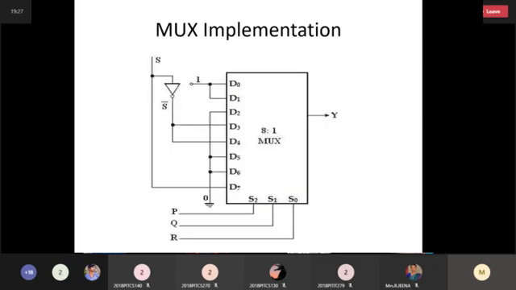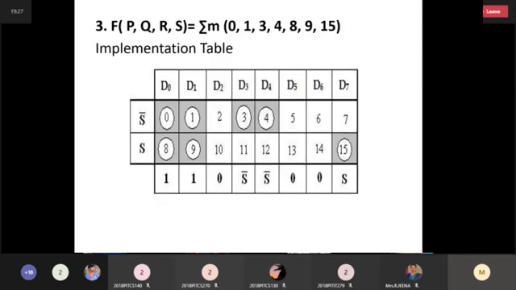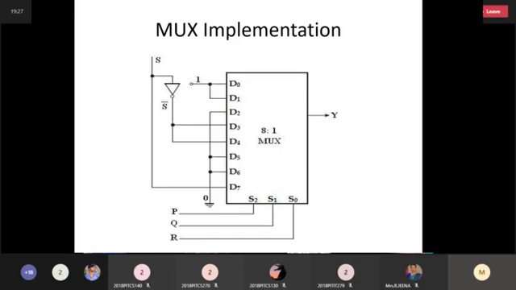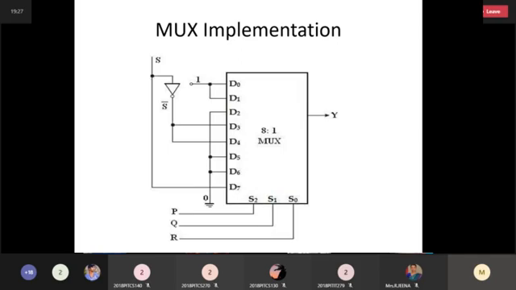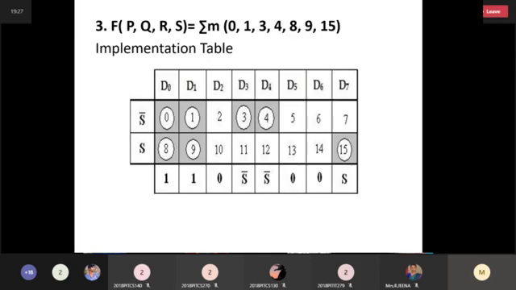Draw the diagram. First one, D0 is 1. Okay, so the input is 1. Then D1 is also 1, so take the variable 1. Input is 1. Then D2, D5, D6 are ground.